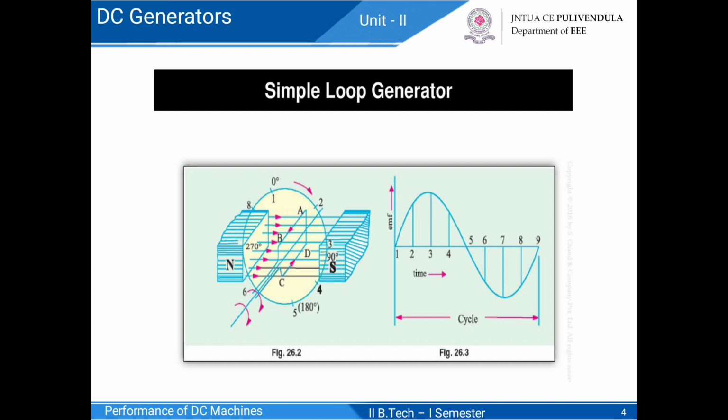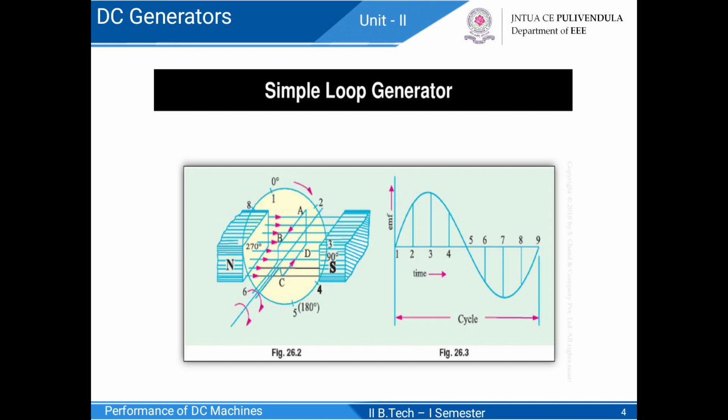In this case the induced EMF is 0. So at position 1, observe the graph which is plotted between EMF and the position of the coil, nothing but a cycle. At position 1, the EMF induced is 0. Why? Because the flux cut is 0 at that position.